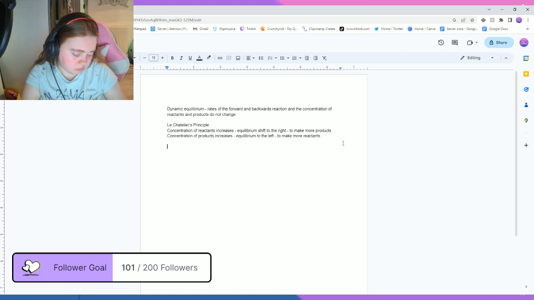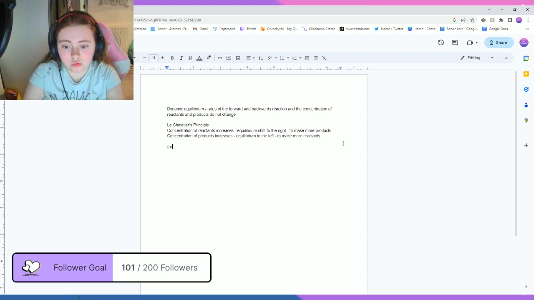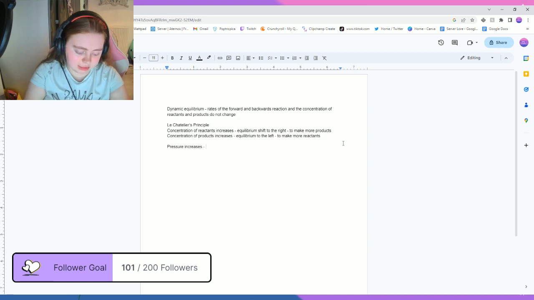So if pressure increases, this can be if you decrease the volume, for example, so pressure will increase, and so equilibrium will shift to the side of the direction that has the least amount of moles.